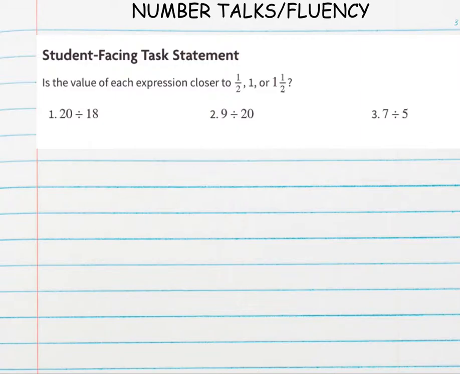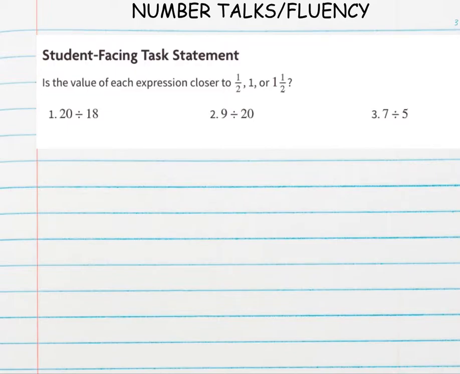All right, so let's do this number talk a minute. Is the value of each expression closer to 1/2, 1, or 1.5? Okay, 20 divided by 18. How does the numerator compare to the denominator? The numerator is larger than the denominator, the 20 being the numerator, but it's pretty close to the denominator. So how would you get a quotient of 1 if you were dividing? Wouldn't you divide the same number by itself? For example, 3 divided by 3 is equal to 1, right?